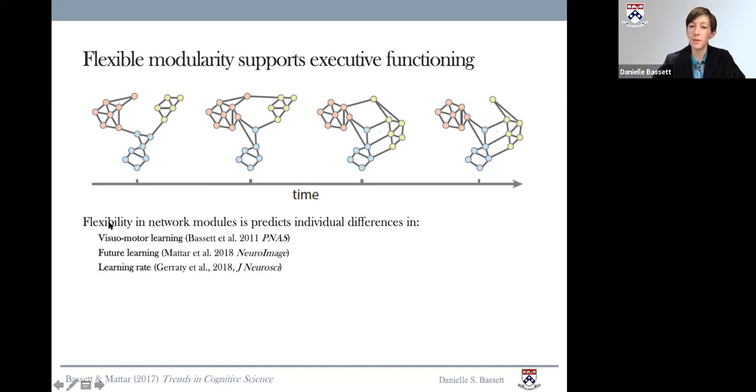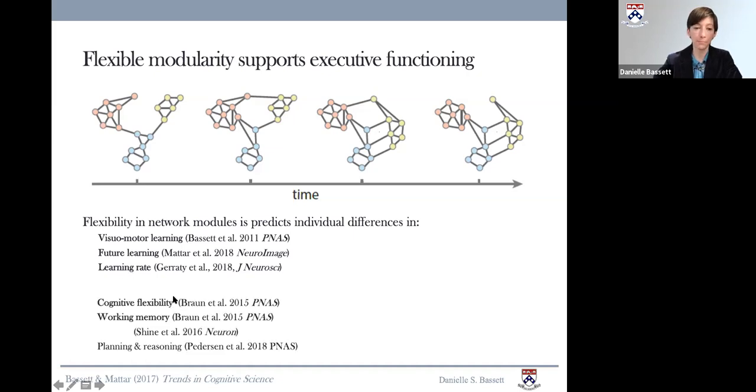So what we found is that flexibility in network modules, so the ability for regions of a module to communicate with another module and then come back or change which module they're communicating with, predicts individual differences in visual motor learning. It can also predict future learning. So how flexible a brain is on the first day of practice can predict learning 6 weeks into the future. And it can also predict how swiftly you learn, so the actual learning rate. The flexibility of modules inside of the brain is also related to a person's cognitive flexibility, their working memory, their planning and reasoning.